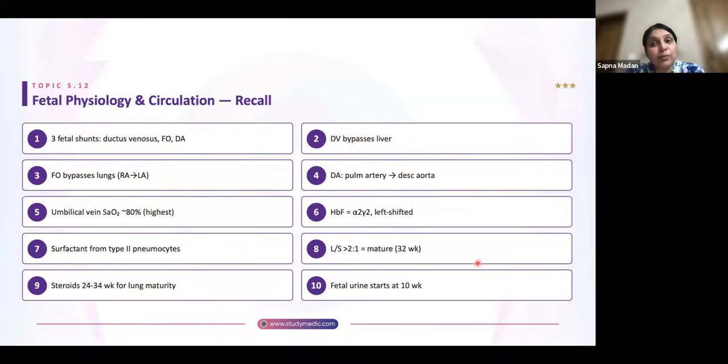Surfactant is from type 2 pneumocytes. It is stored in the lamellar bodies. LS ratio of more than 2:1 is a sign of maturity, which comes around 32 weeks of gestation. Steroids are given for lung maturity between 24 to 34 weeks. Fetal urine starts at 10 weeks, contributes to the amniotic fluid at 16 weeks, and becomes the major component of amniotic fluid at 18 weeks.